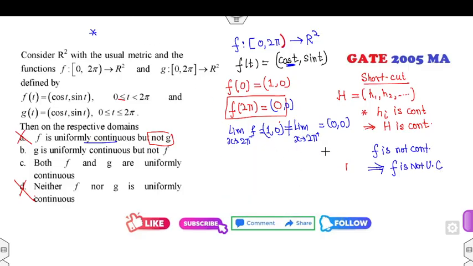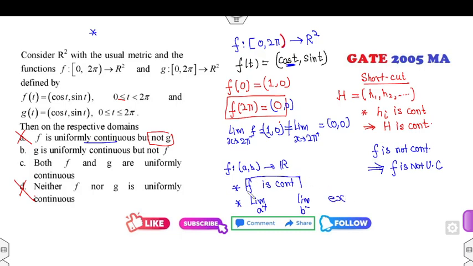Make sure, students, as I told you in my earlier tips, whenever you have the open interval a comma b, to show uniform continuity you have to prove two conditions: f is continuous, and the limits at a positive and at b negative exist.